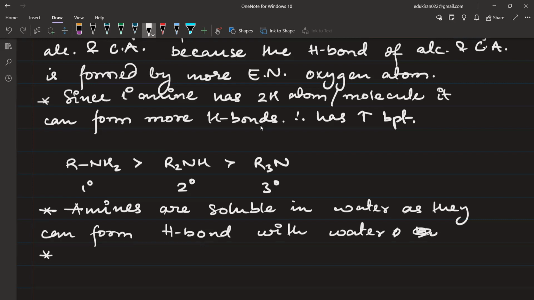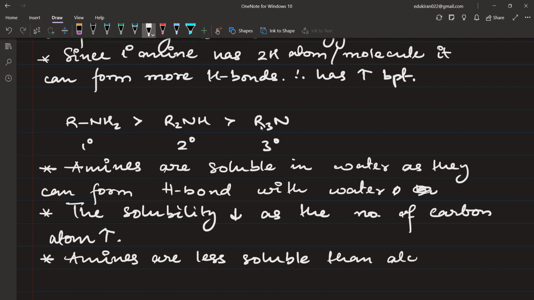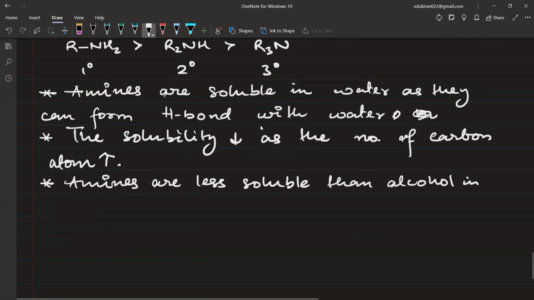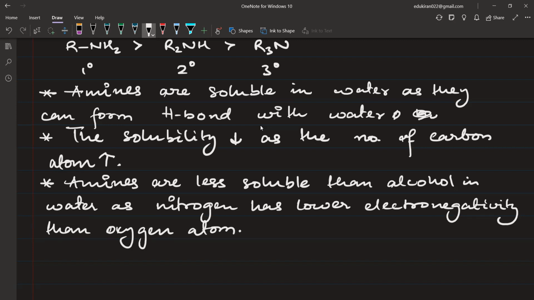क्या लिखेगा, एक अलग पॉइंट लिख लीजिए. The solubility decreases as the number of carbon atom increases. Right, third point, amines are less soluble than alcohol in water, as nitrogen has lower electronegativity than oxygen atom.